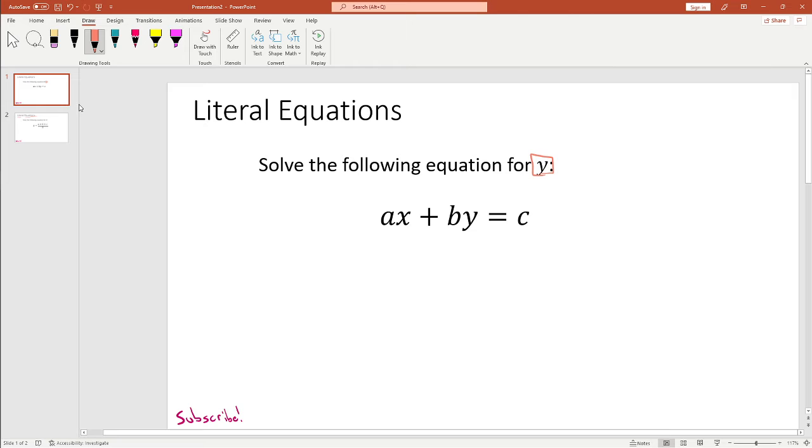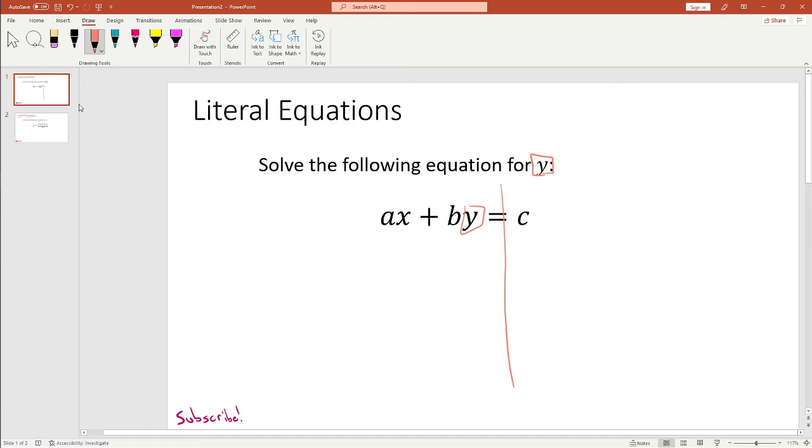I'm still going to use the same kind of tricks and properties that your teachers would have wanted you to use for regular equations. So, I'm going to start by drawing a line down my equal sign and identifying which variable I'm trying to keep, which means anything that is not y on this side, which is this a, this x, and this b, I want them somehow to make it to the other side of my equation.